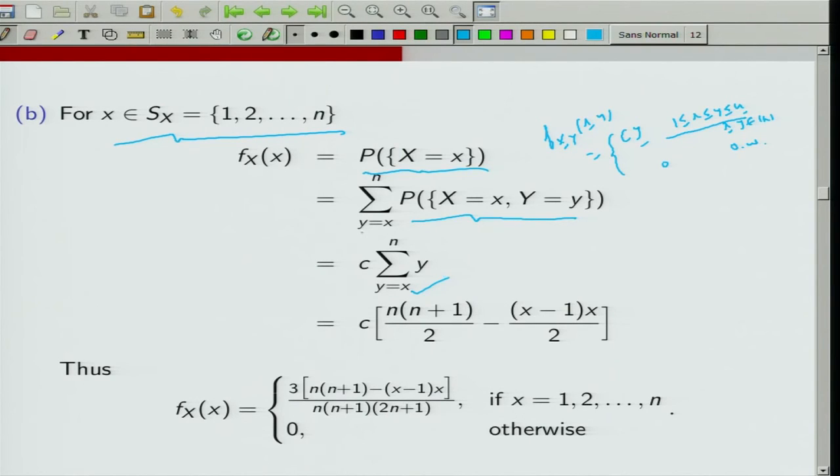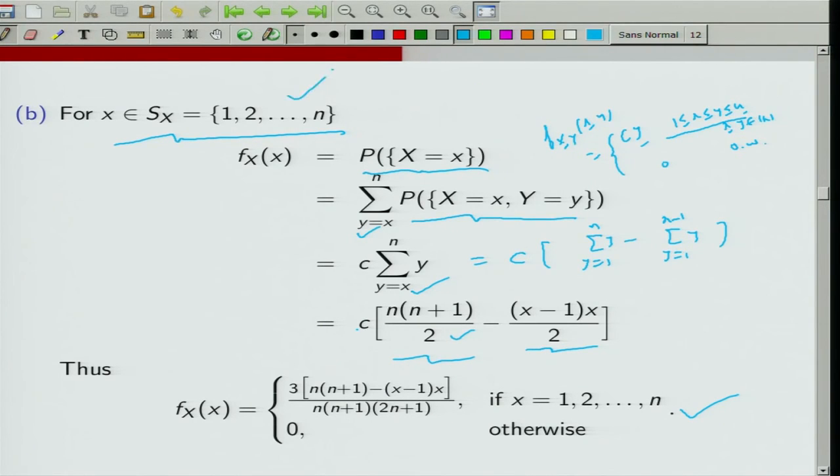For a fixed x, y is summed from x to n, and this is the same as c of y. Now, this can be written as c times summation y equal to 1 to n of y minus summation y equal to 1 to x minus 1 of y, and that is what is done over here. C times the sum of the first n natural numbers, which is n into n plus 1 by 2, minus the sum of the first x minus 1 natural numbers, which is x minus 1 into x by 2. So, f x of x turns out to be this quantity. I put the value of c, which is 6 upon n into n plus 1 into 2n plus 1, and you get this.